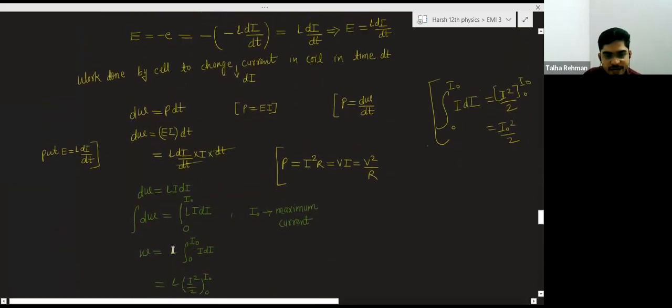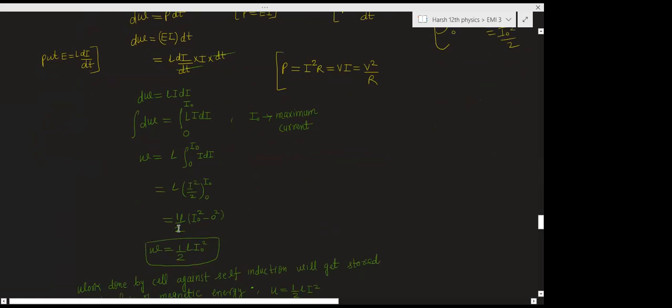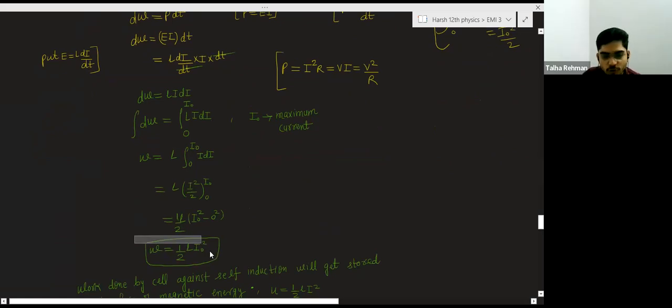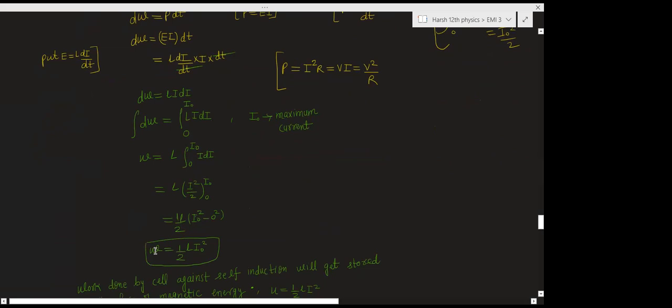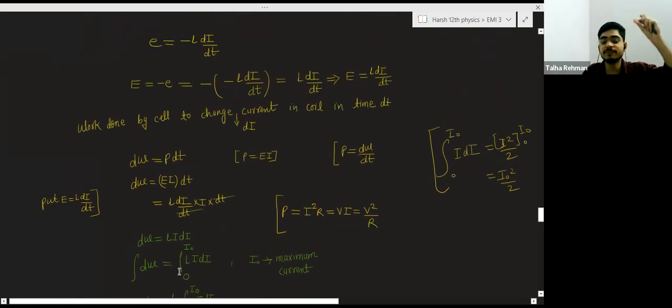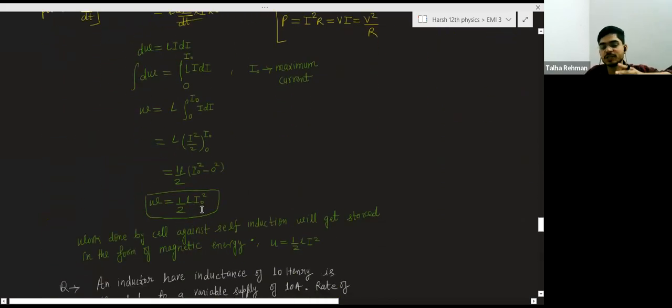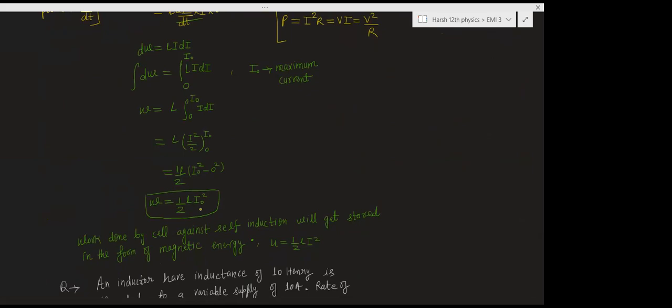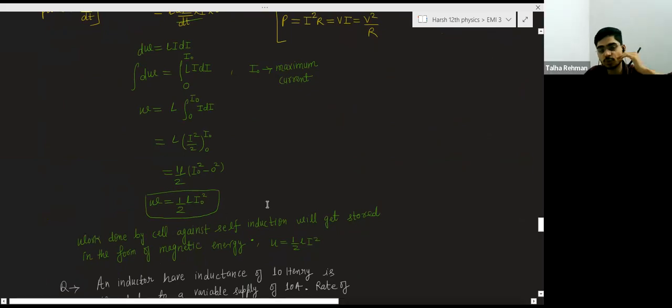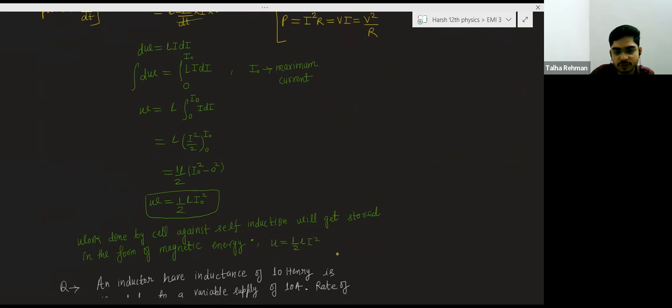So this is L, and the integration of I gives I square by 2. This will become half L I naught square, that is, I naught square minus 0 square, because this is the upper limit and this is the lower limit. So the work done to change the current in the inductor from 0 to the maximum value will be half L I naught square. This work done by the cell against the self-induction gets stored in the inductor in the form of magnetic energy, given by half L I square, or you can say I naught square.